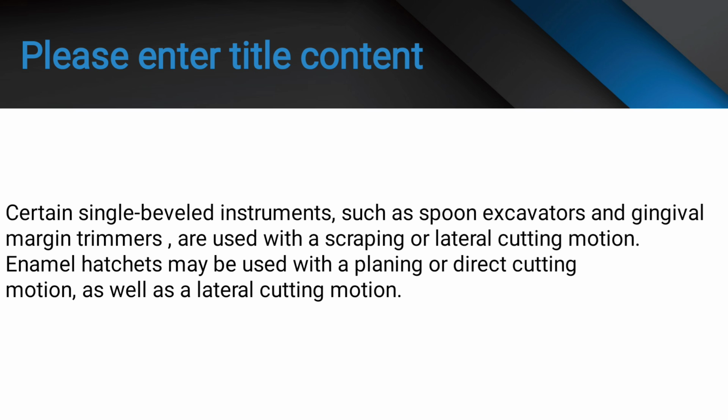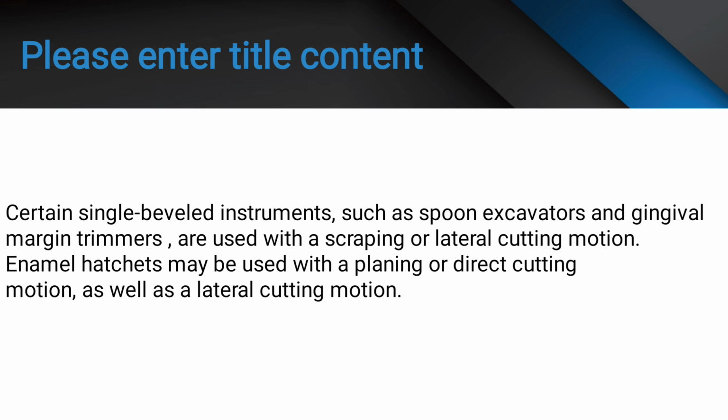The right sided instrument is used in a scraping motion from right to left, whereas the left sided or left beveled instrument is used in a scraping motion from left to right. When the instruments have a cutting edge perpendicular to the long axis of the handle and there is a slight angle of the blade, then we follow the mesial and distal pairs, not the right and left pairs.